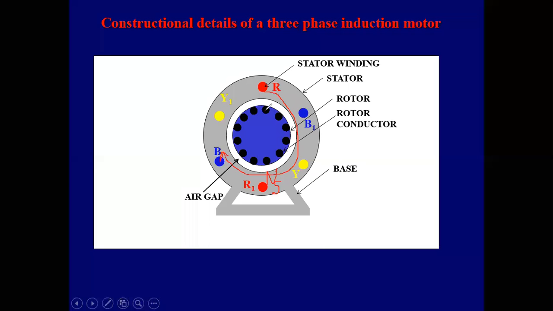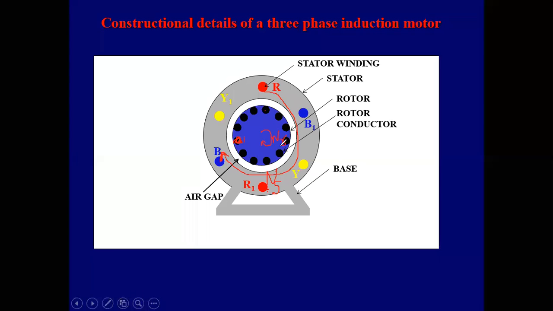Let's say this particular conductor, conductor 1. What is the speed of these rotor conductors? That is NR. Guys, listen. What is NS? The speed of flux. This is at one particular instant, where the flux is here, and this is conductor 1.